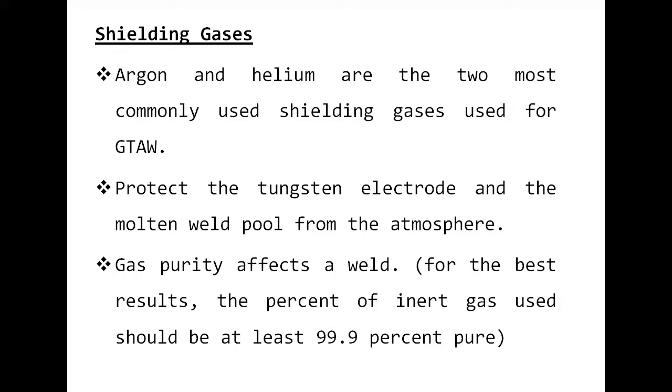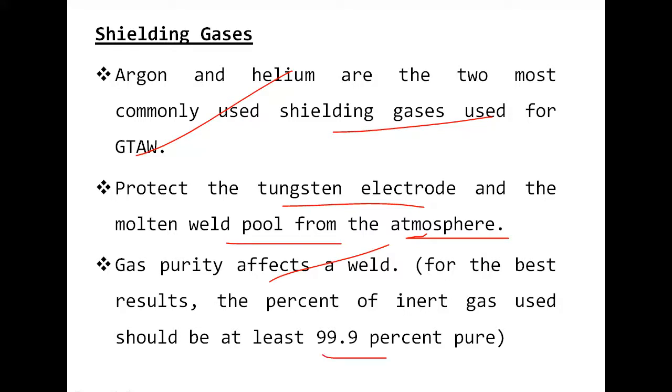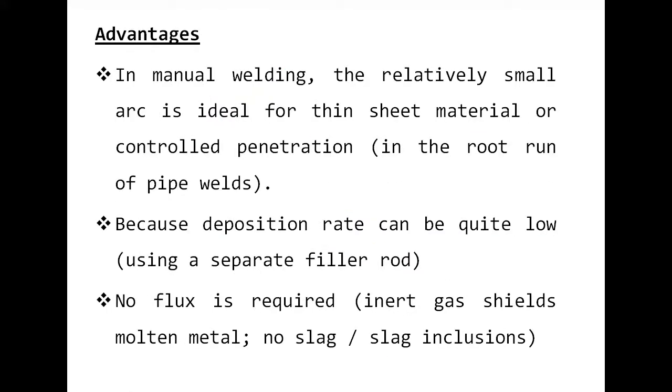Shielding gas: argon or helium are the two most commonly used shielding gases for the GTAW process. The main reason is to protect the tungsten electrode and the molten weld pool from the atmosphere. Gas purity definitely affects the process, so it is better to choose gas without impurities. For the best results, the inert gas used should be at least 99.9% pure.